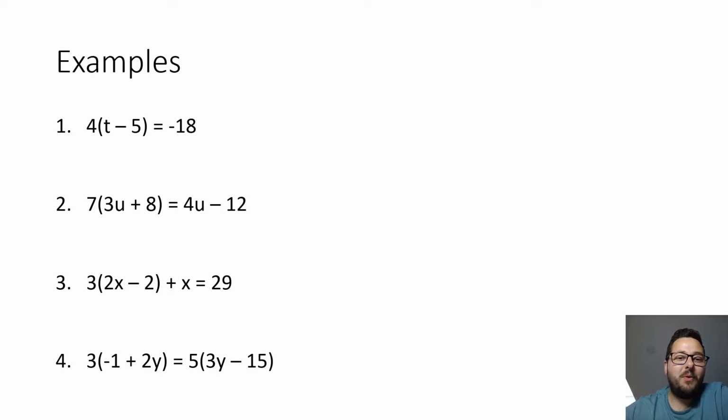Okay, so number 1, we've got 4 brackets t minus 5 equals minus 18. So let's just expand the brackets then. So 4 times t is 4t, and 4 times minus 5 is minus 20, and we've got minus 18 on the right. Then we solve as normal.